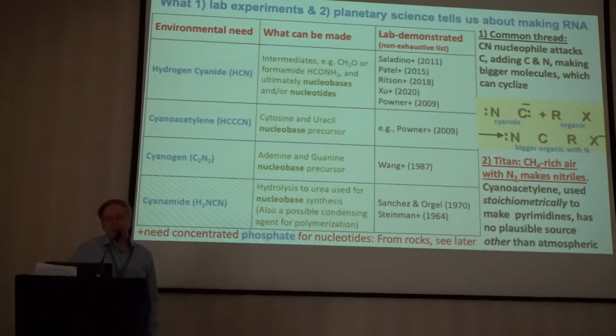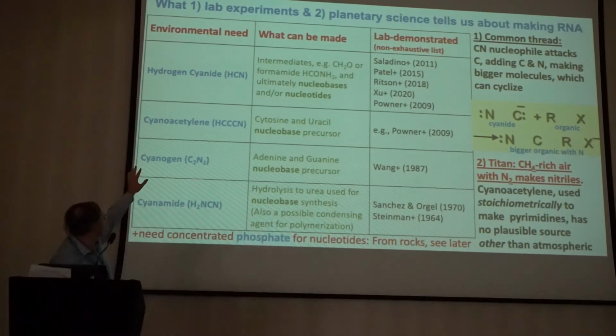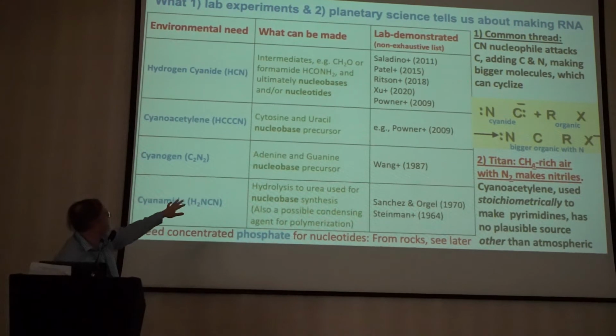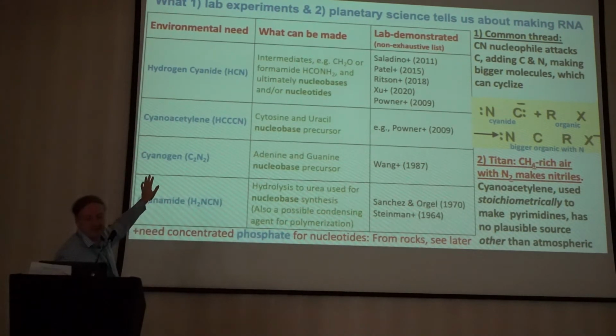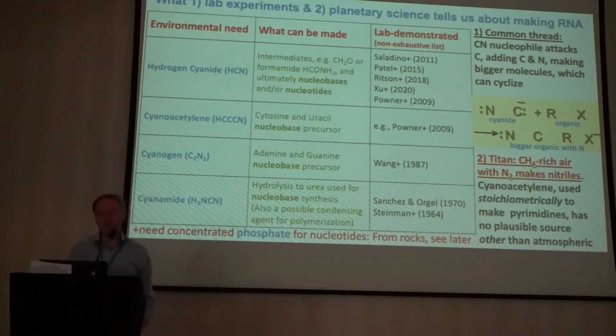What do the lab experiments tell us, and what do we know from planetary science? Well, this table talks about environmental needs, what can be made from these basic chemicals on the left, and then various papers that support what's in the table.